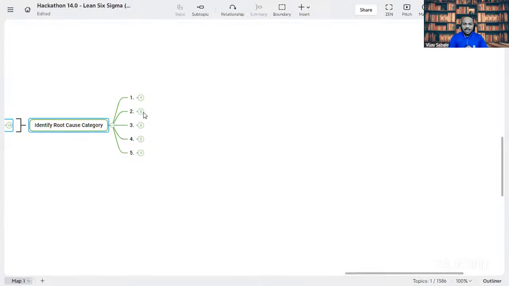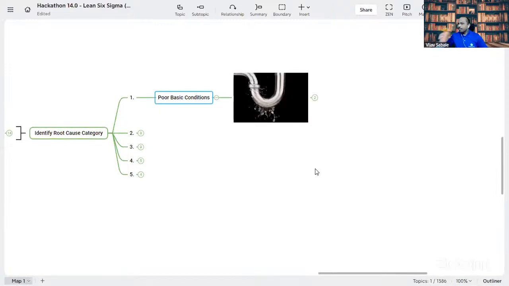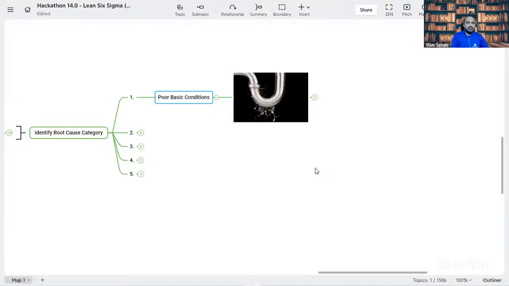Now, the first category is poor basic condition, right? I'm going to cover each of these with the help of examples as well. Just look at this picture. What can you see in the picture? Leakage, right? There is some water leakage or oil leakage. You can clearly see that.